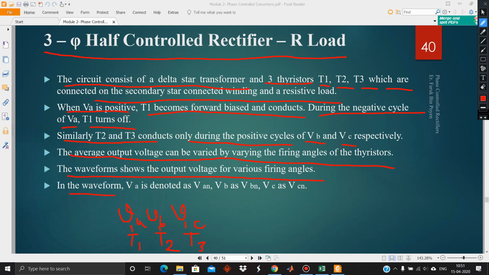In the waveform, VA is denoted as VAN, VB as VBN, VC as VCN. So basically these are the phase to neutral voltages. N stands for neutral.